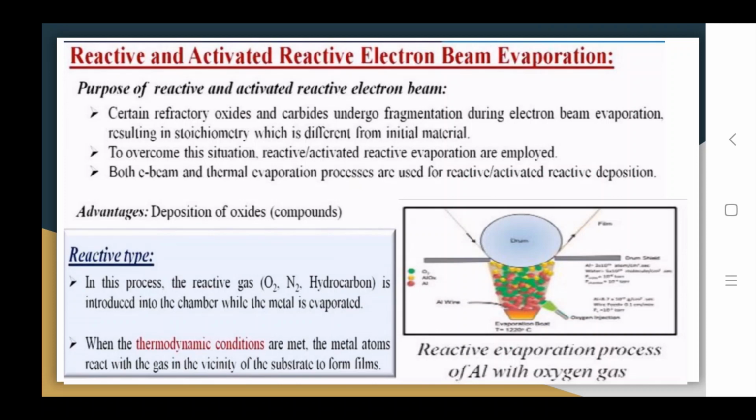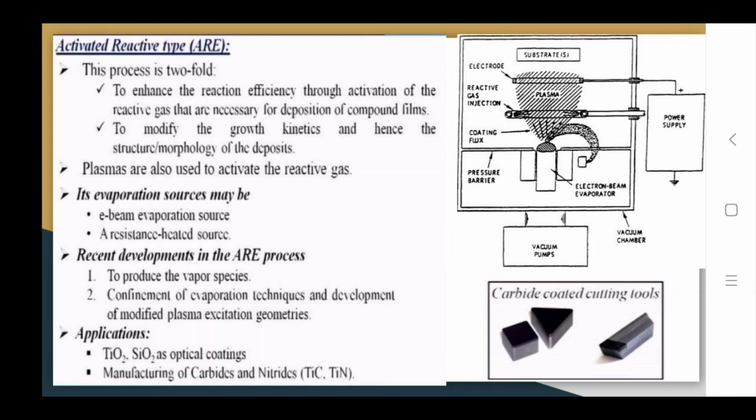Now the next one is called the activated reactive type. In short, we call it ARE.